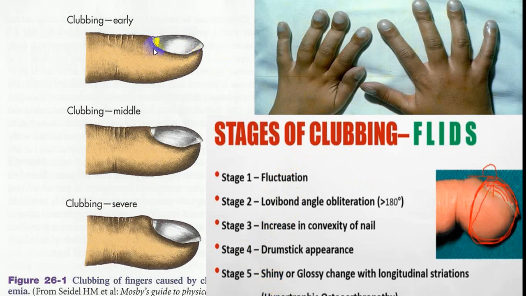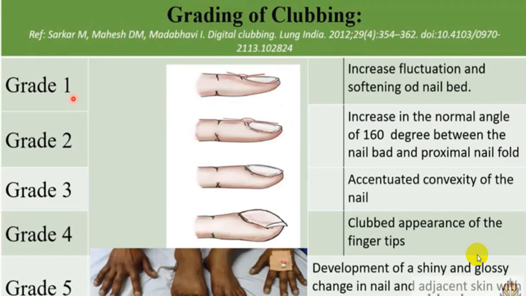Some people also utilize early clubbing, that is stage 1, middle, that is stage 2, and stage 3, 4, 5 is severe clubbing. And here F for fluctuation, L for Lovibond angle, I for increased convexity or parrot beak appearance, D for drumstick clubbing, and S for skin changes in nail and hypertrophic osteoarthropathy. This is called FLIDS, whichever way you want to remember. So this is grade 1 to grade 5.